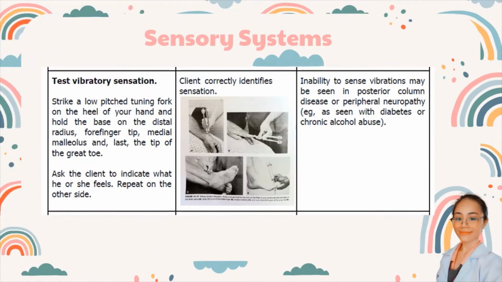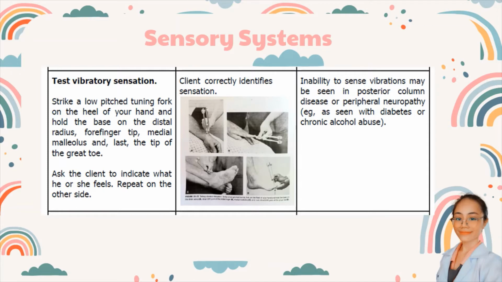To test the vibratory sensation of our client, we have to strike a low-pitched tuning fork on the heel of our hand and hold the base on the distal radius, forefinger tip, medial malleolus, and lastly, the tip of the great toe. Then ask the client to indicate what he or she feels and repeat on the other side. For the normal findings, the client will be able to correctly identify the sensation.